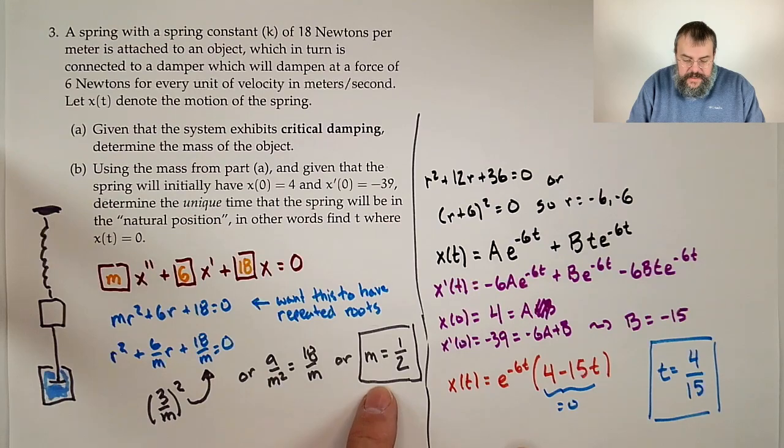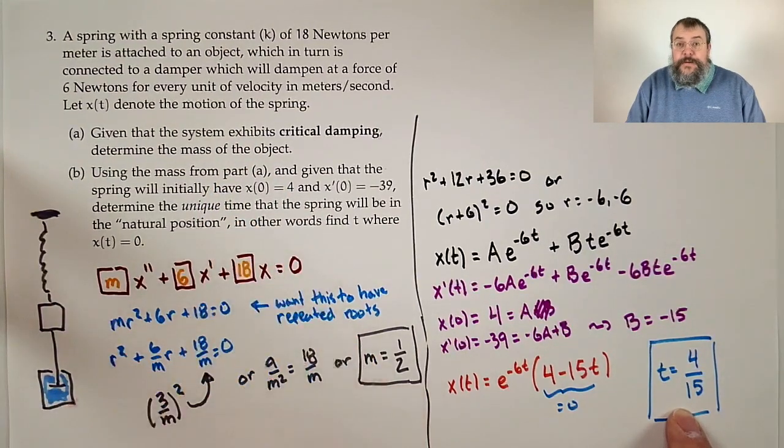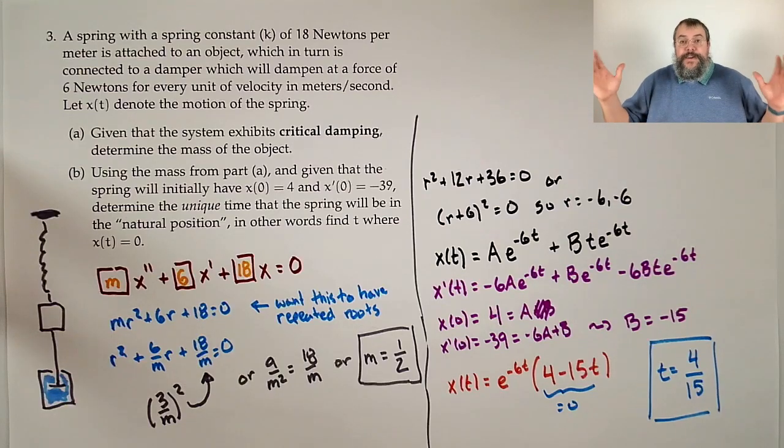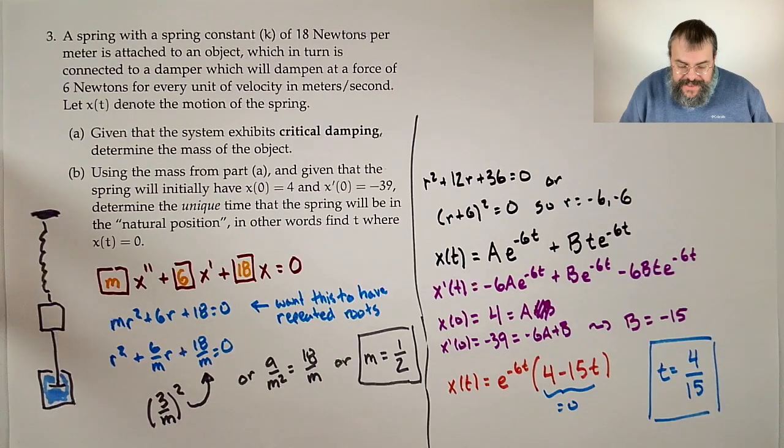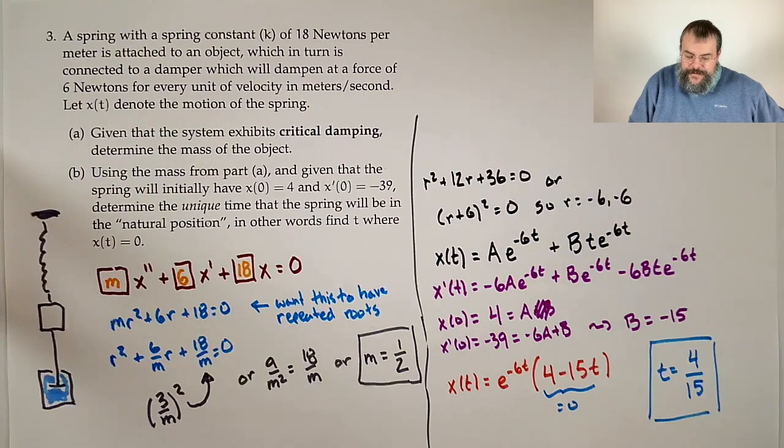So for part A, we have the mass needs to be 1/2. For part B, time equals 4 over 15. And another problem done. These are fun.